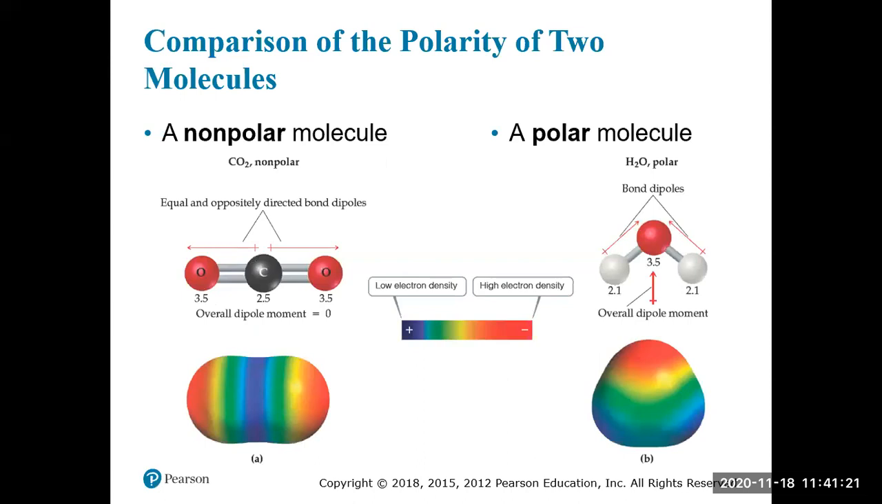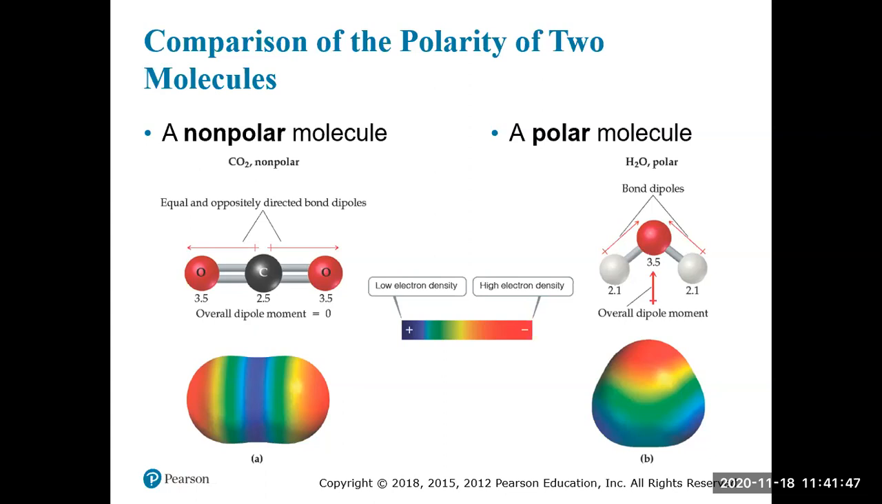So let's take a look at this. So here are two compounds. One is nonpolar and the other is polar. But what you'll notice is each of them have polar bonds. And so this is how we get to something that even though it has polar bonds, it can be a non-polar molecule. So let's look at CO2, the one on the left first.